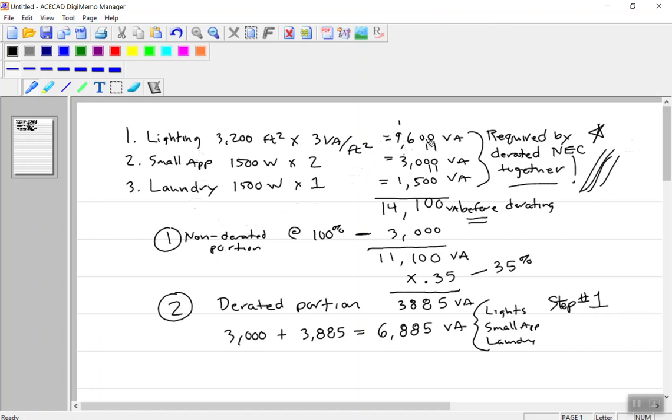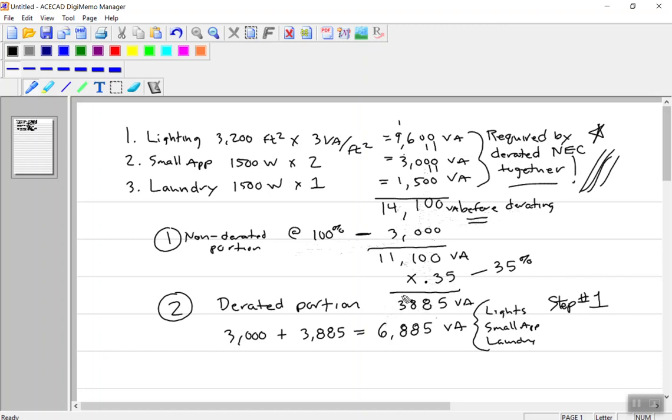And when we add them up, 9,600 volt amperes, because it's 3 volt amperes per square foot. Get the 9,600. Add up our small appliance of 3,000. Add up our 1,500 for our laundry. End up with 14,100. Now that's before derating. We got to derate this thing. Subtract 3,000 because we need to take that at 100%. When we subtract 3,000 from 14,100, we get 11,100. Multiply by 35% to get 3885.